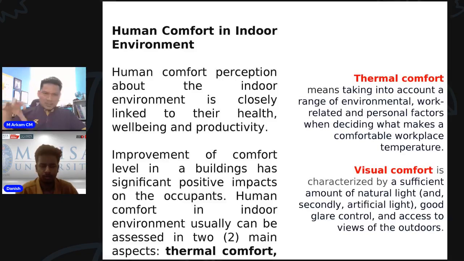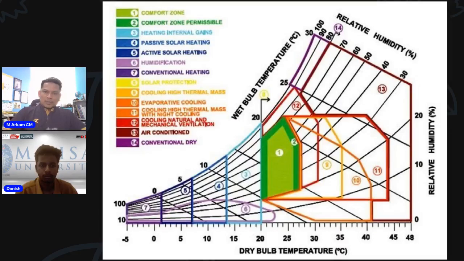When talking about human comfort for indoor environment, the sun plays a very important role for us to utilize whatever useful outside environment, such as useful light and maybe useful temperature, to be brought inside the building. Okay, this is quite complicated, but it's very true. We're talking about the comfort zone for everybody, where we can have this kind of graph where we map everything.